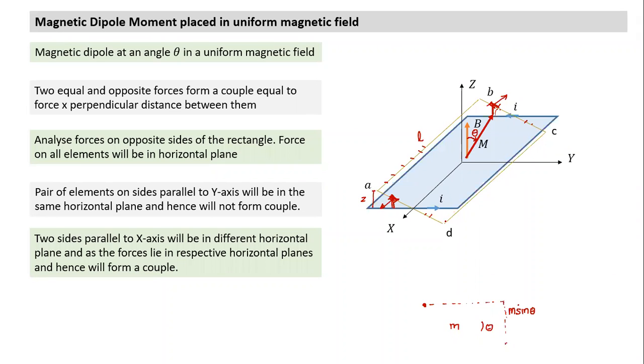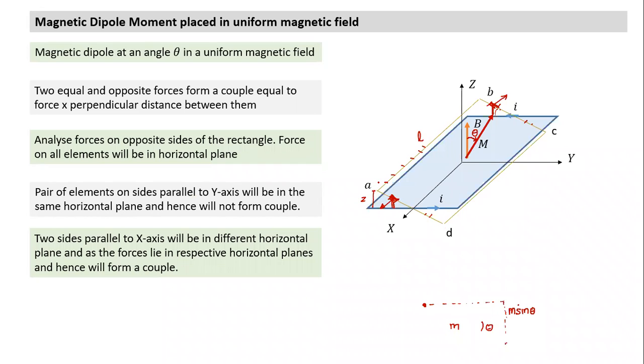They are not in the same line. There is a perpendicular distance between the two forces. Hence, they form a torque or a couple. So that's the analysis of forces: a pair of elements at two sides parallel to the y-axis. Which are the two sides parallel to the y-axis? These were the two sides which are originally parallel to the y-axis.